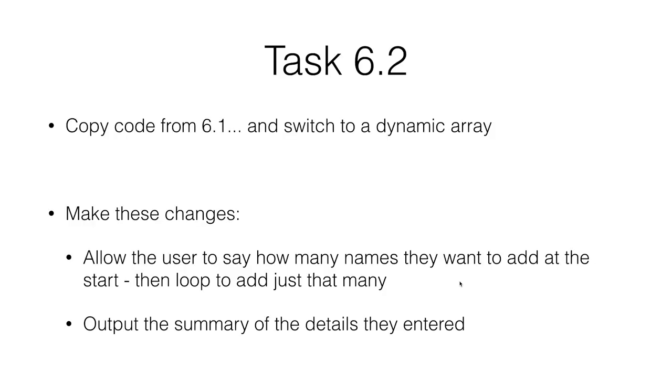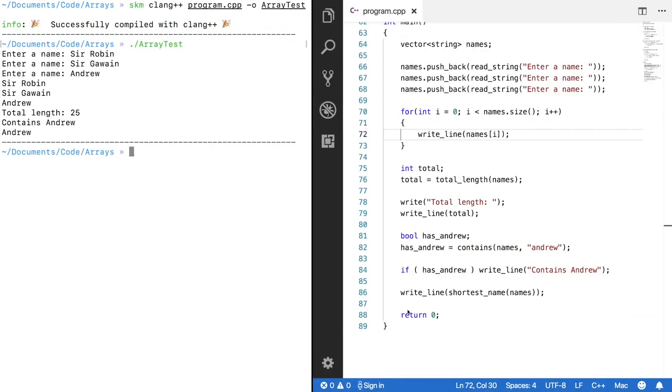Create a task 6.2 now. And with this, you can just copy your code from task 6.1, and really all we need you to do is to switch that to using a vector instead of a standard array. Make a few changes. At the start, ask the user how many names they want to add to the array. Then you can add them one at a time by pushing them onto the back. Output the summary details, and then your program's finished. I've got a bit of a start here, so I'll show you what I did.